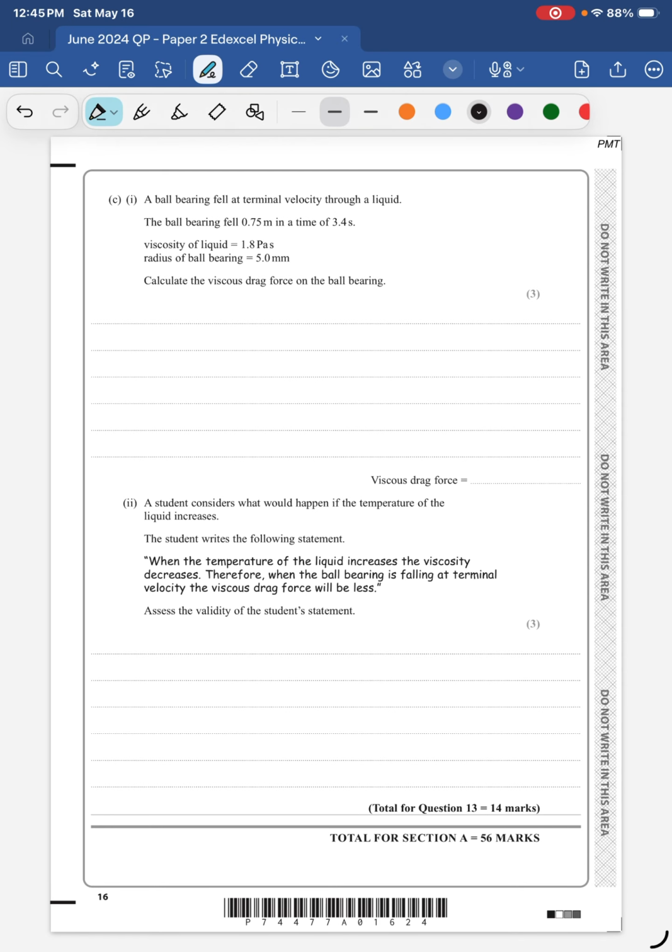The ball bearing fell at a terminal velocity through the fluid. The ball bearing fell 0.75 meters in a time of 3.4 seconds. And they give you the viscosity and the radius of the ball bearing. Calculate the viscous drag force on the ball bearing. Okay, so first of all, let's find the V terminal, which is of course 0.75 over 3.4, or 0.22 meters per second.